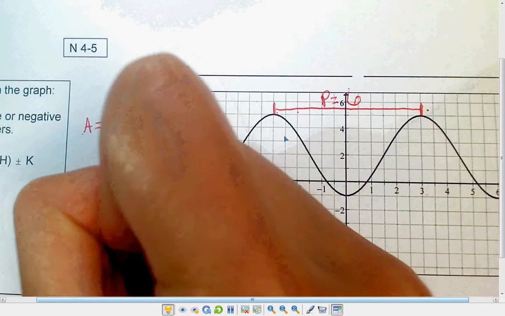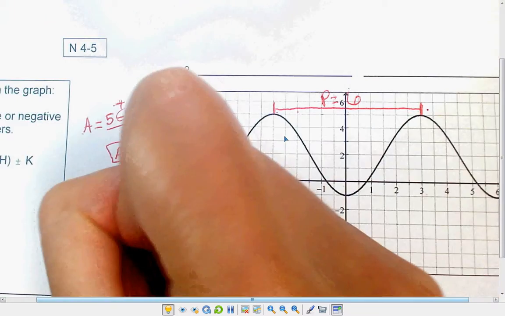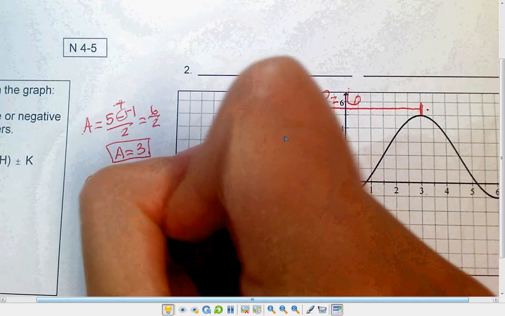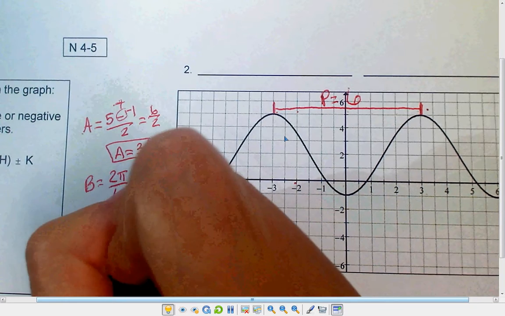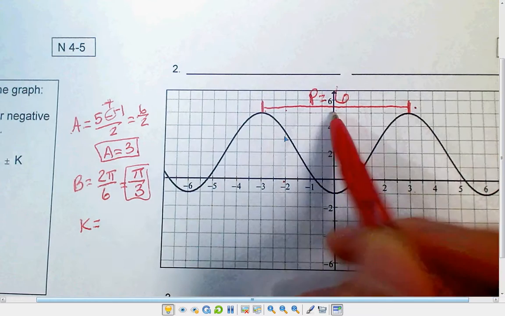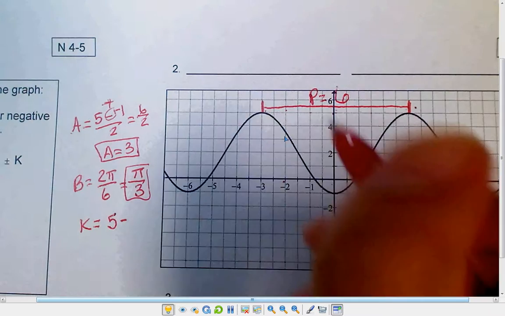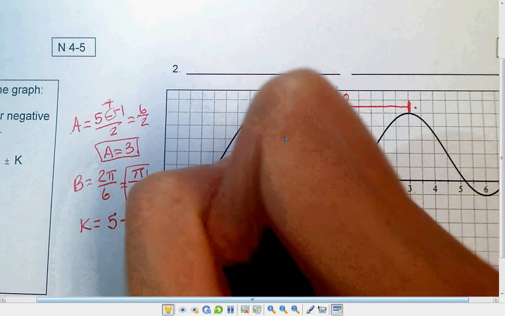Okay, so to find our b value, we're going to do 2 pi divided by our period, which is 6, which simplified gives us pi over 3. So there are our a and our b. Now again, let's find our k. K is the maximum, which is 5, minus your amplitude, which is 3. So we have a k value of 2.